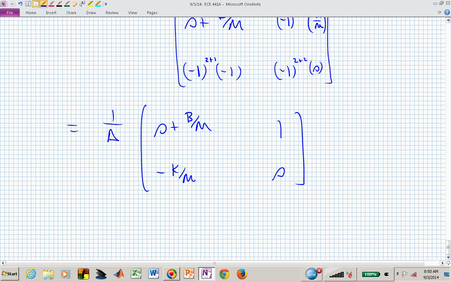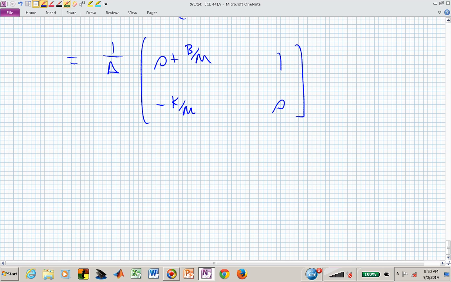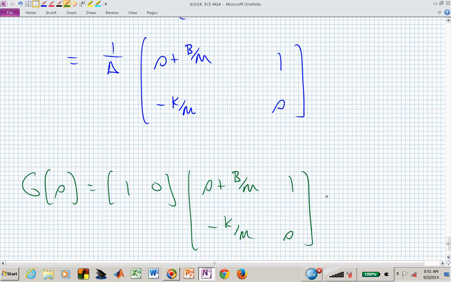If you now use that in your expression for g of s, just give me 30 more seconds, we had c times si minus a inverse, and that's just what we found, s plus b over m, 1, minus k over m, s. Whoops, that was supposed to be 1 over delta. That's just a scalar that we're dividing by, and then times b, which is 0, gamma over m. So this we could pull out here if we wanted to, if that made you feel a little bit warmer.